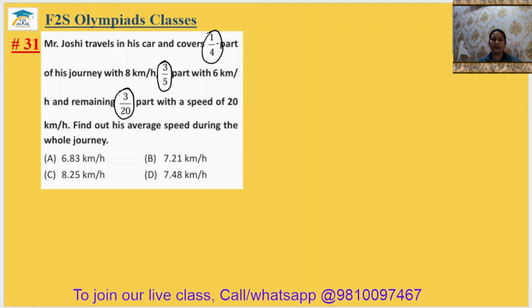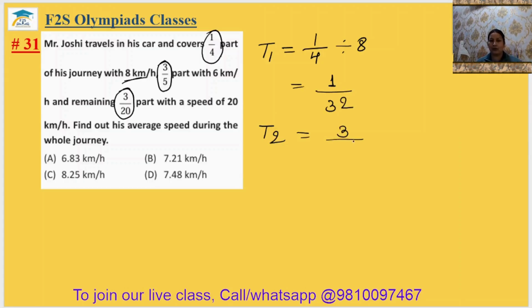It means we can take the distance as one whole. So if distance is taken as one whole, then the time taken in the 1/4 part, suppose that is your T1, will be distance upon speed. So 1/4 divided by 8, that is 1/32. The time taken in the 3/5 part: distance is here 3/5 part divided by speed 6. So this is your 3/30, and after reducing the fraction we can write it as 1/10.